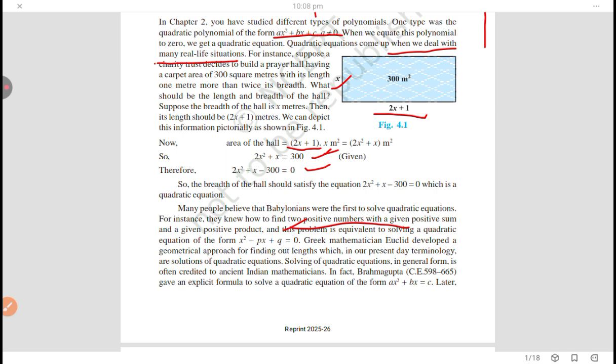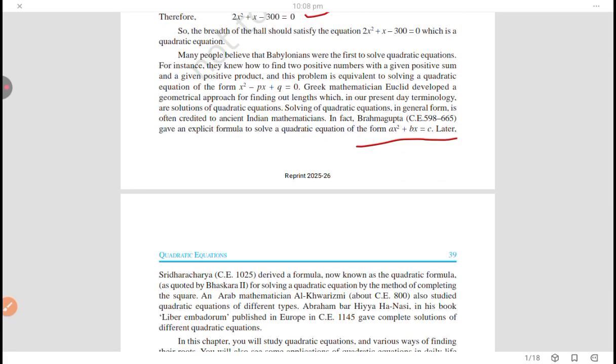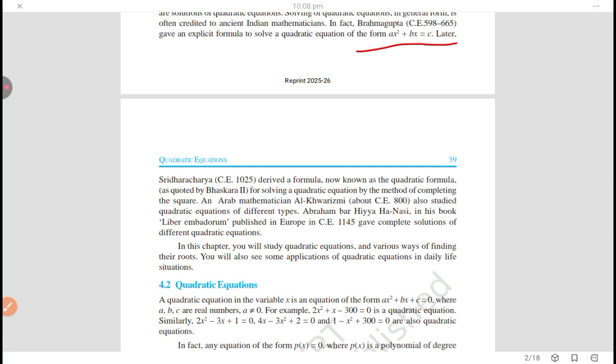In fact, Brahmagupta gave an explicit formula to solve the quadratic equation, that is ax square plus bx plus c. Later, Sridharacharya derived a formula known as the quadratic formula for solving the quadratic equation by the method of completing the square. An Arab mathematician, Al-Khwarizmi, and then Abraham bar Hiyya also worked on it.